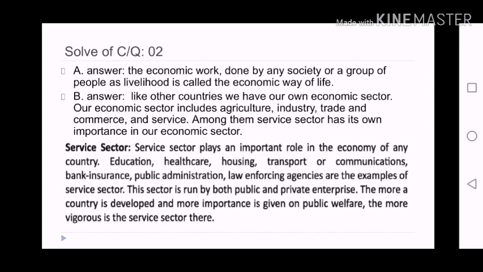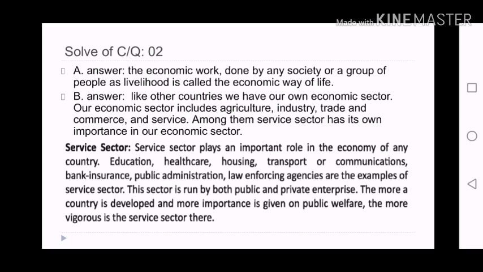Creative question number 2. First, A number answer. The A number question was: what is economic way of life? So you have to memorize it from your book, and in your book it is written like that: the economic work done by any society or a group of people as livelihood is called the economic way of life. So this is how you can write the answer to the first question by giving the definition of economic way of life. I'm saying the definition again: the economic work done by any society or a group of people as livelihood is called the economic way of life.